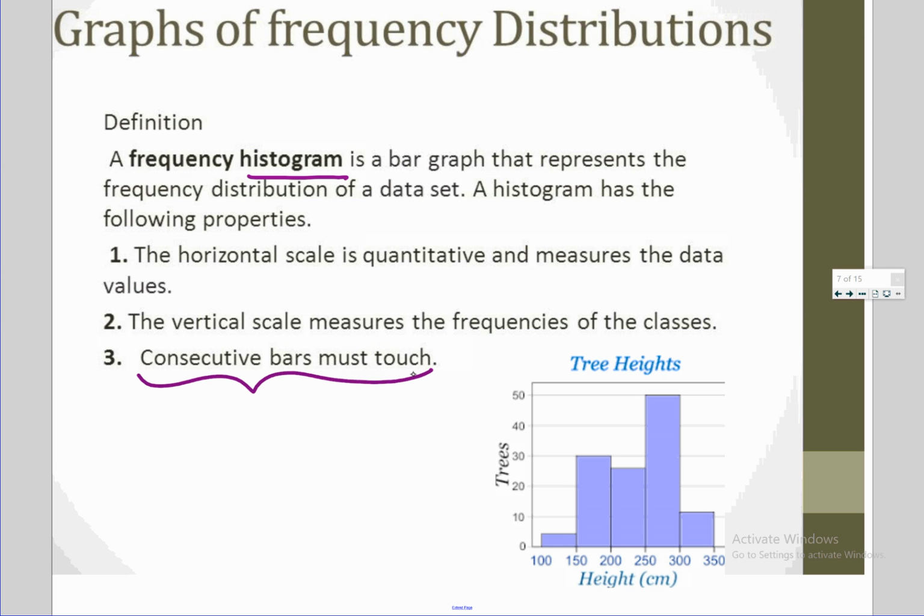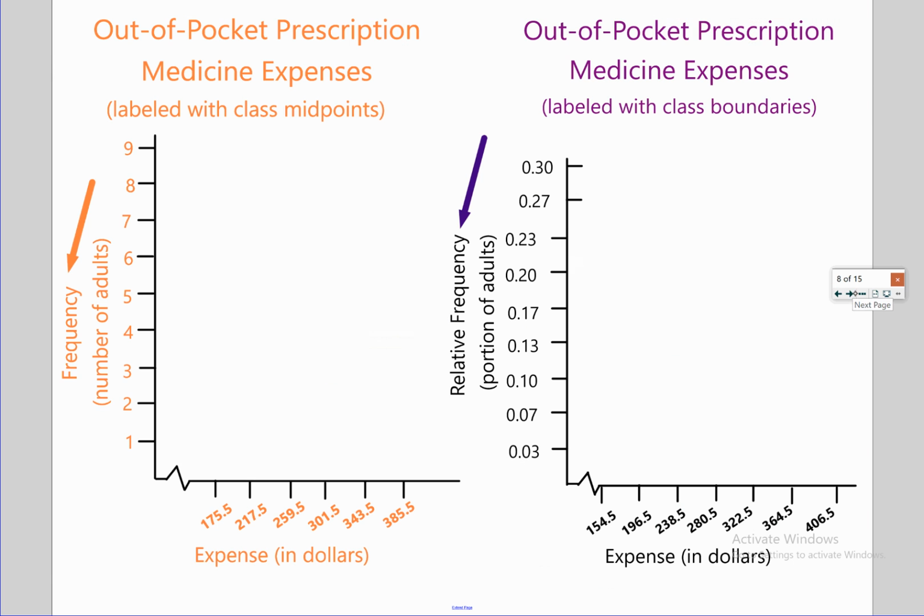All right, so on your handout, we're going to take the data that we just did in your table, and we're going to make two different histograms here. The first histogram is labeled with class midpoints. So what you see on the bottom here, these are the midpoints that we just calculated. I went ahead and labeled them for you already.